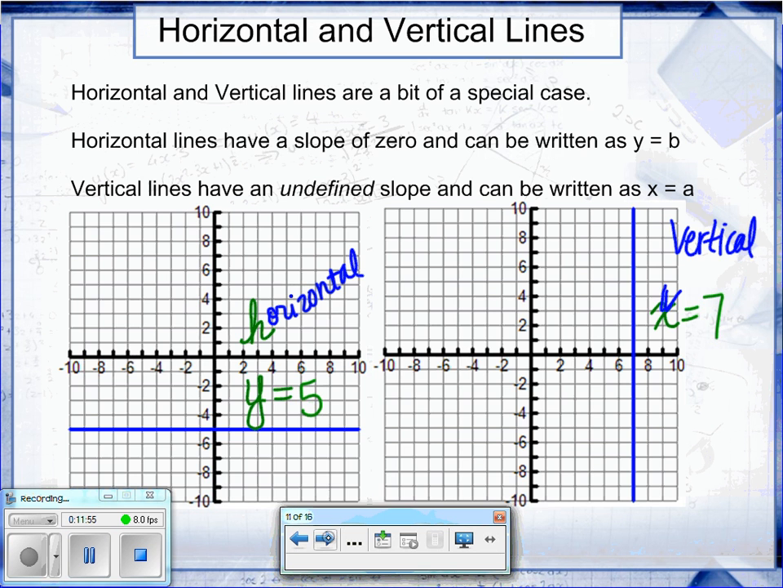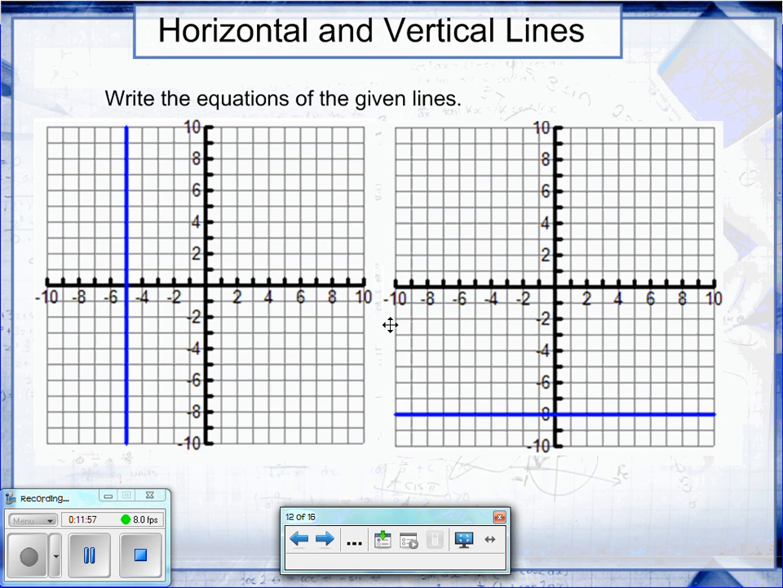All right. Let's try a couple more. So again, this is a vertical line, so I know I need to start off with x is equal to, and then I just look at where it crosses the x-axis, which is at -5. This one is horizontal, so I know it's going to start off with a y equals, and then it's going through, it looks like at -8.